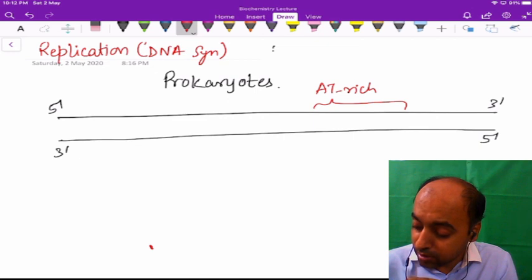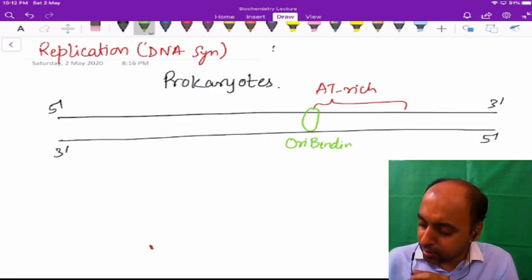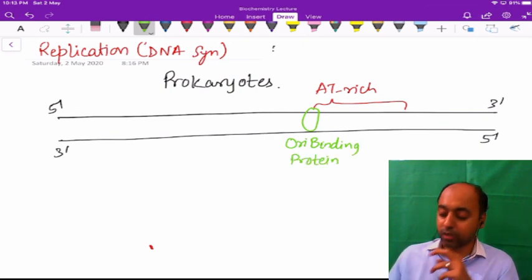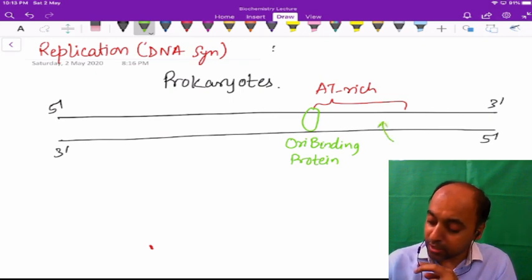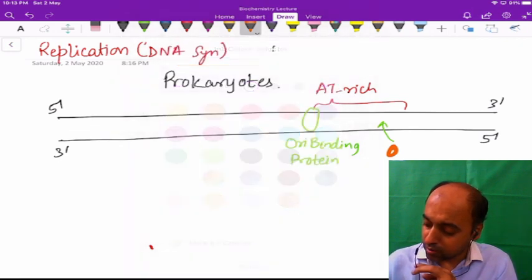At this point, we allow the molecule called ORI binding protein to come and attach. Why do we call it ORI binding protein? Because this place from where the replication is going to start is known as origin. It is known as origin of replication, in short ORI.